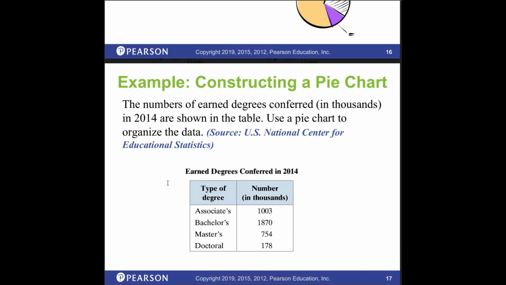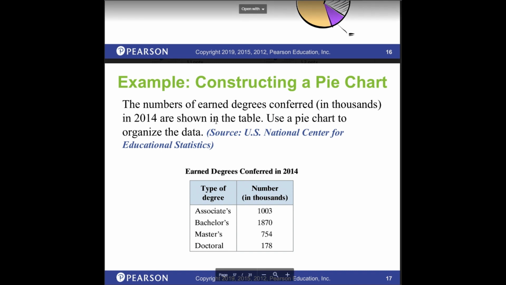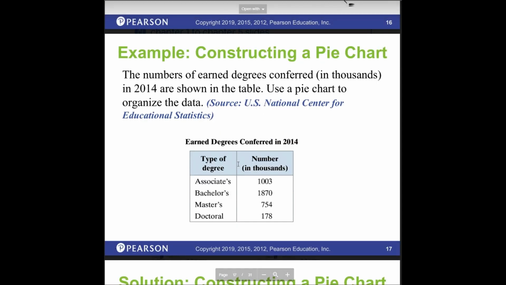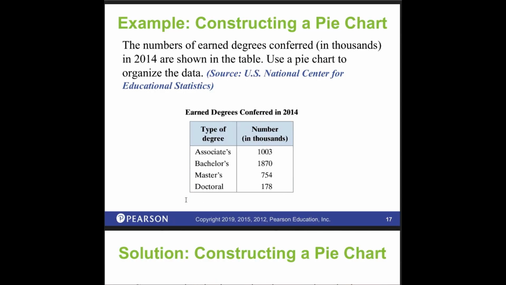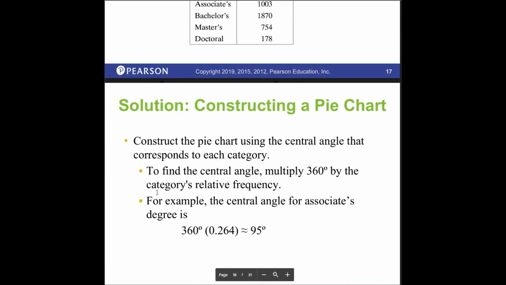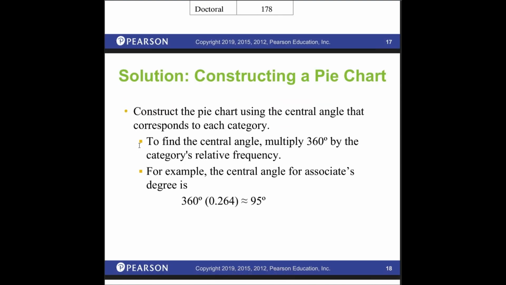An example of that: the numbers of earned degrees conferred, in thousands, in 2014 are shown in the table. Use a pie chart to organize the data. As you can see, we have the type of degree, and the numbers are shown in thousands. We have the associate's, bachelor's, master's, and doctoral. Then over here we have the solution.